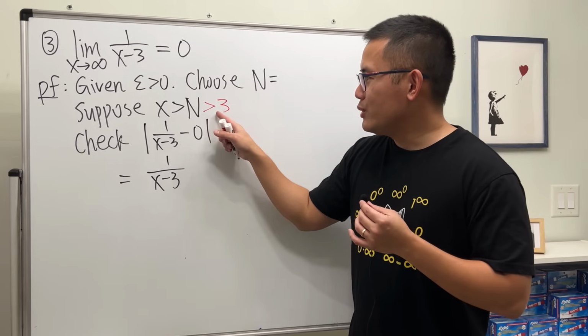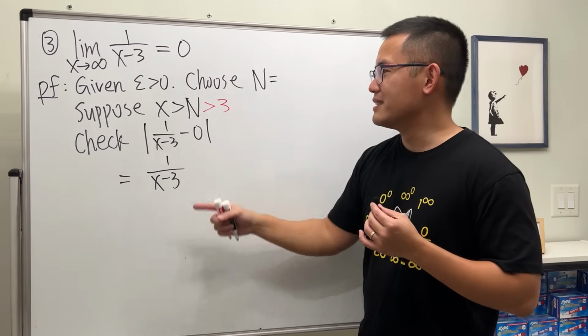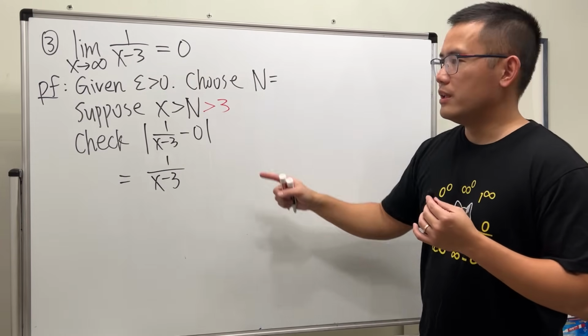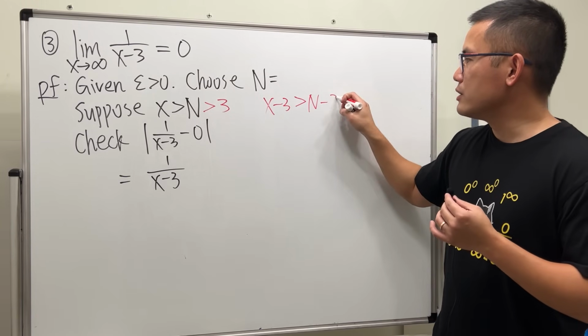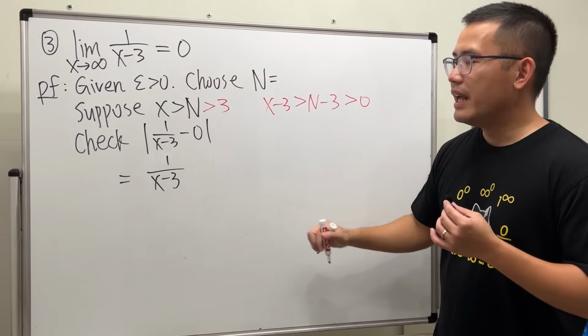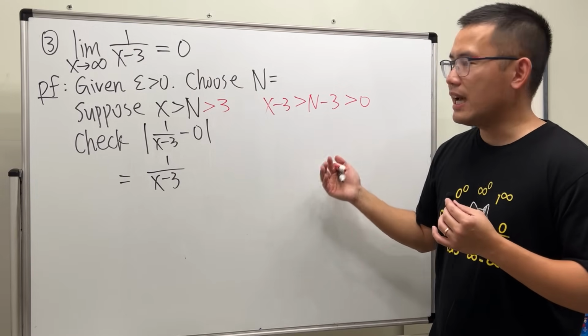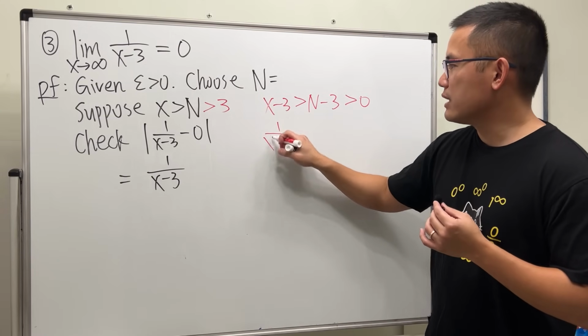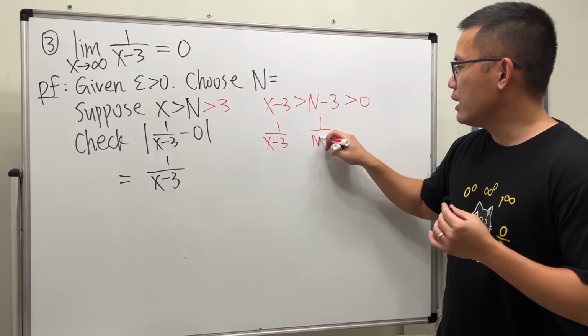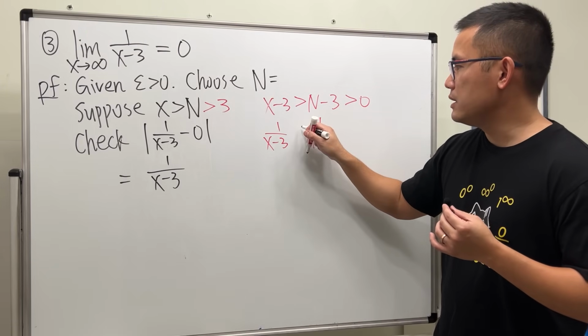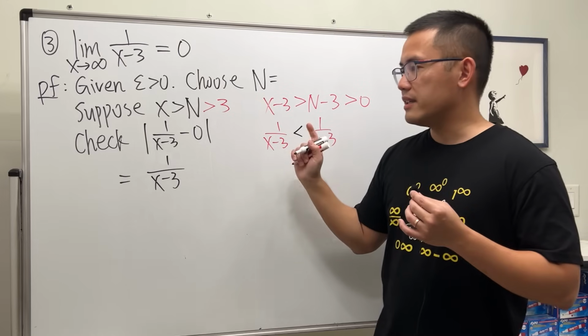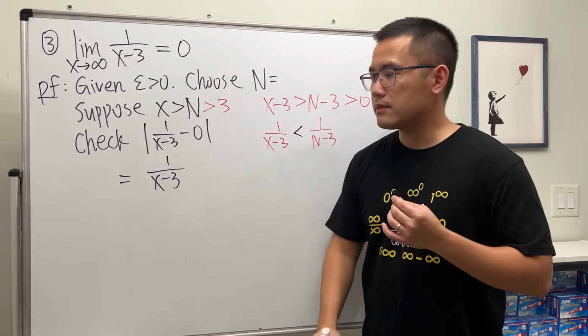But the reason I need to say they are both greater than 3 is because once they are both greater than 3, then we can say x minus 3 is greater than n minus 3, and they are both positive. And then we can take the reciprocal on both sides, and we get 1 over x minus 3, 1 over n minus 3. They are both positive, so we can just flip the inequality like so, and that's exactly the correct inequality that we want.